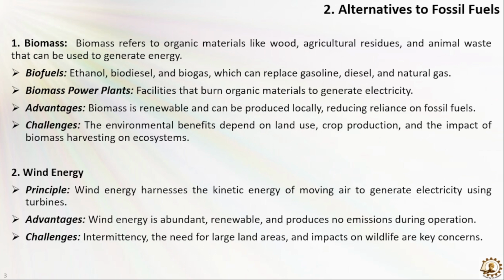The first one is biomass. Biomass refers to organic material like wood, agricultural residues, and animal waste that can be used to generate energy. Energy here generally means electricity, or it can be used to generate heat for cooking or to warm the inner environment of a home. Examples of biomass are ethanol, biodiesel, and biogas, which can replace fossil fuel products like gasoline, diesel, and natural gas. There are also biomass power plants which burn organic materials to generate electricity.